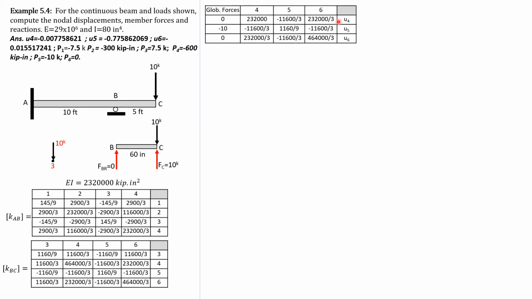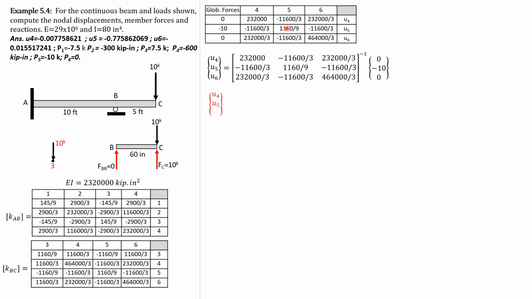Then we can easily solve the displacements U4, U5, U6, which correspond to theta B, delta C, and theta C. Using your calculator, it is the product of the inverse of this 3x3 matrix and this force matrix here. So let's do that. U4, U5, U6 equals the inverse of that matrix times the quantity 0, negative 10, 0. So you will get negative 7.758621 times 10 to the negative 3 radians. This is automatically radians because we use the original value of EI. Then for the displacement U5, it is in inches. So negative 0.7758621 inch. Then for U6, which is theta C, negative 0.01551724 radians. So these are the corresponding designations, theta B, delta C, and theta C.